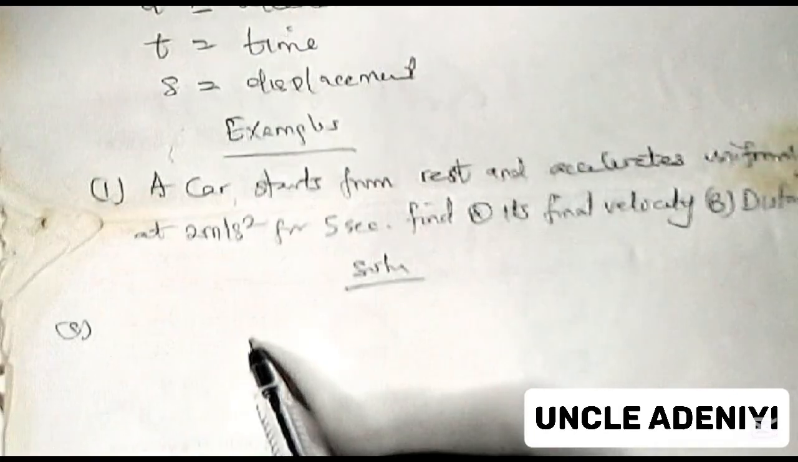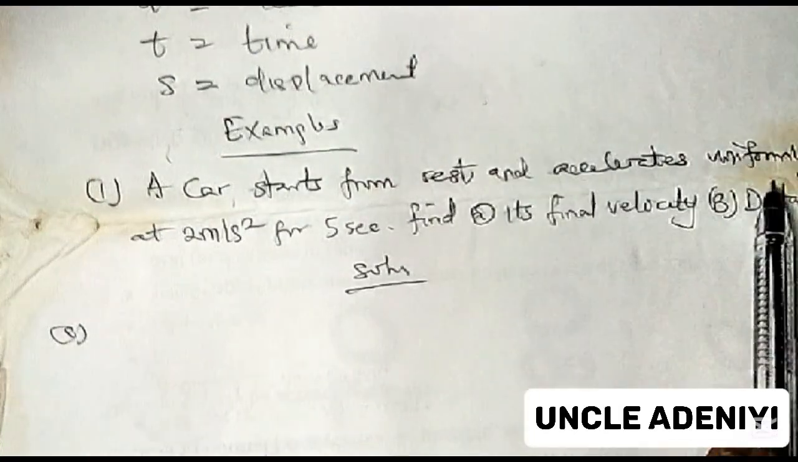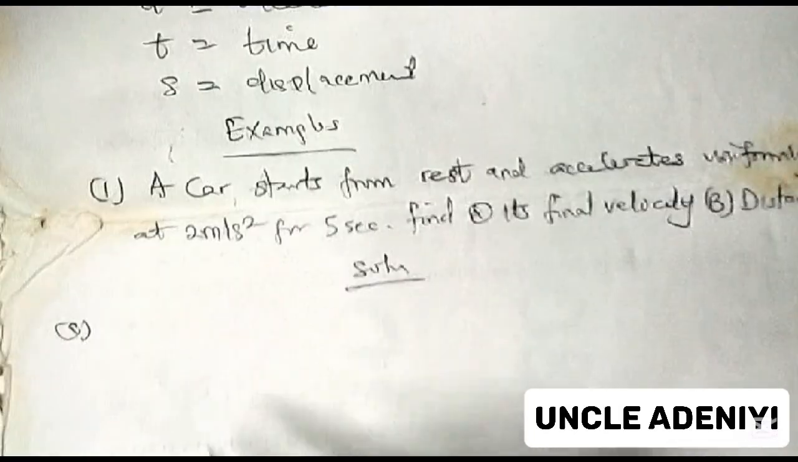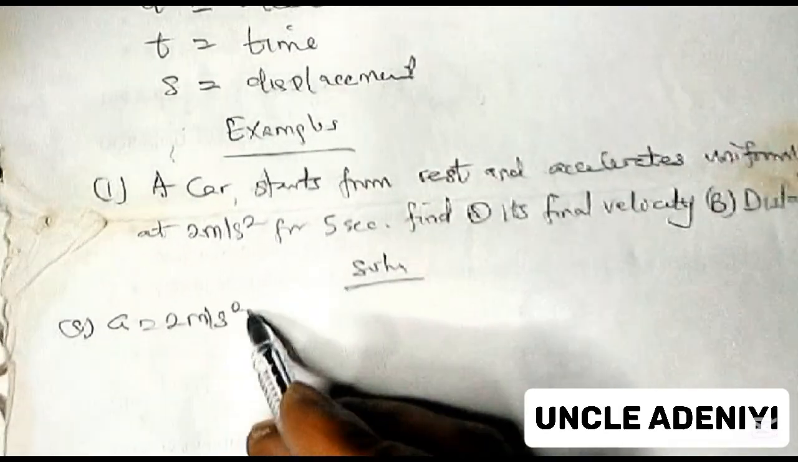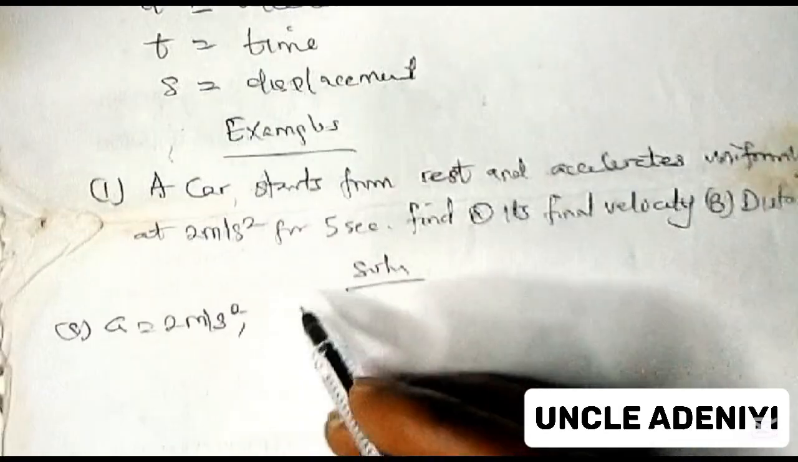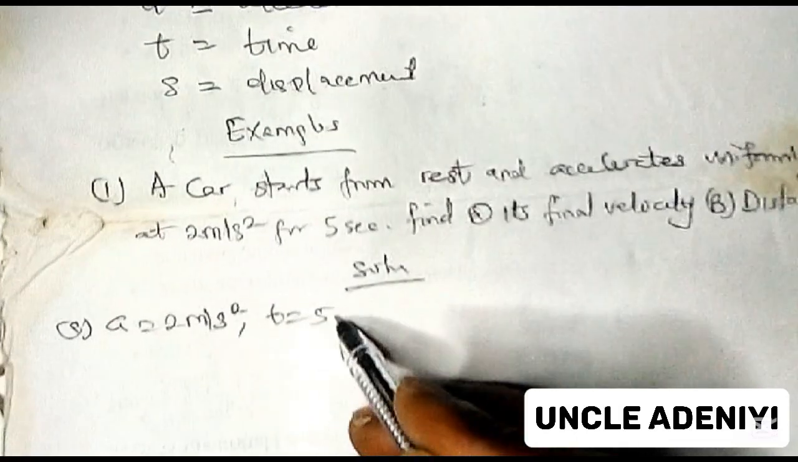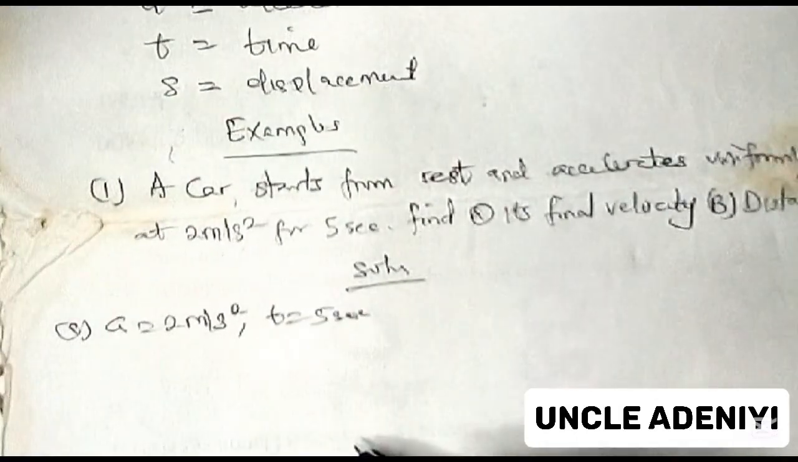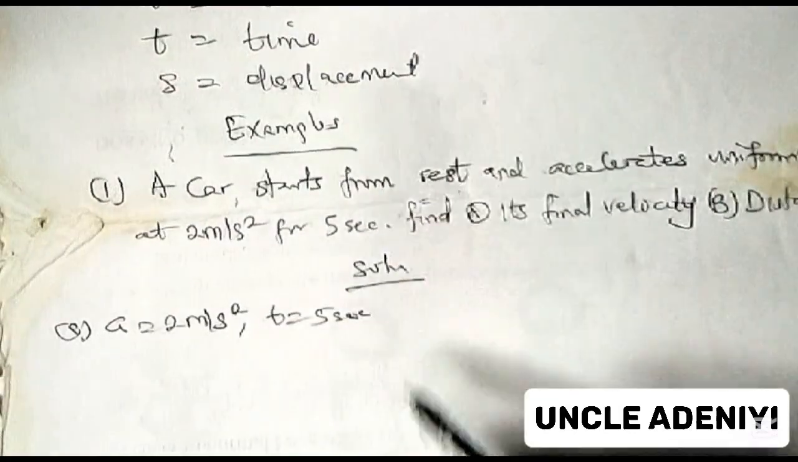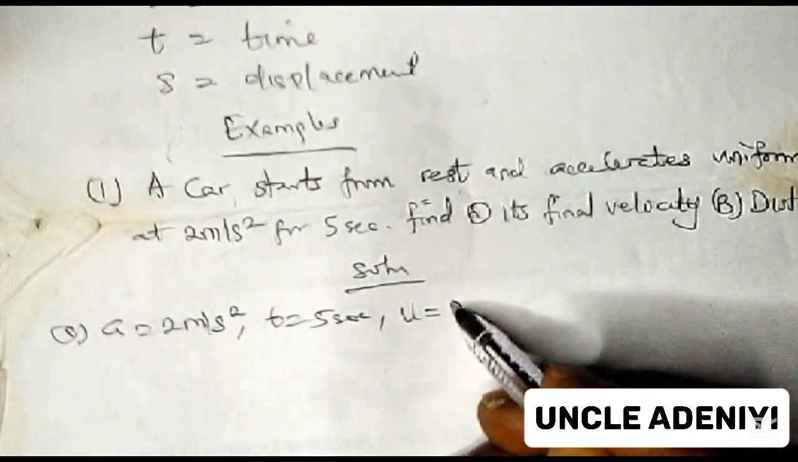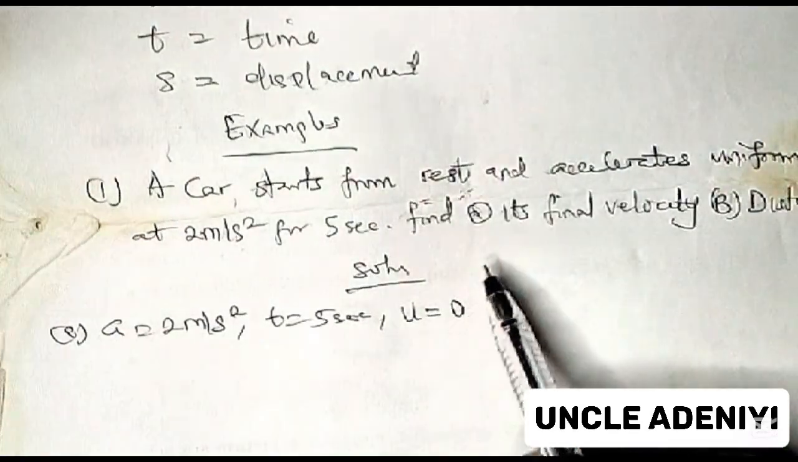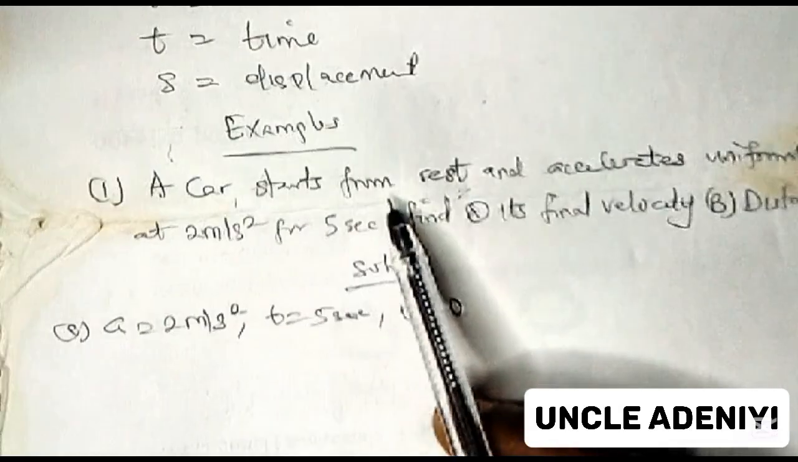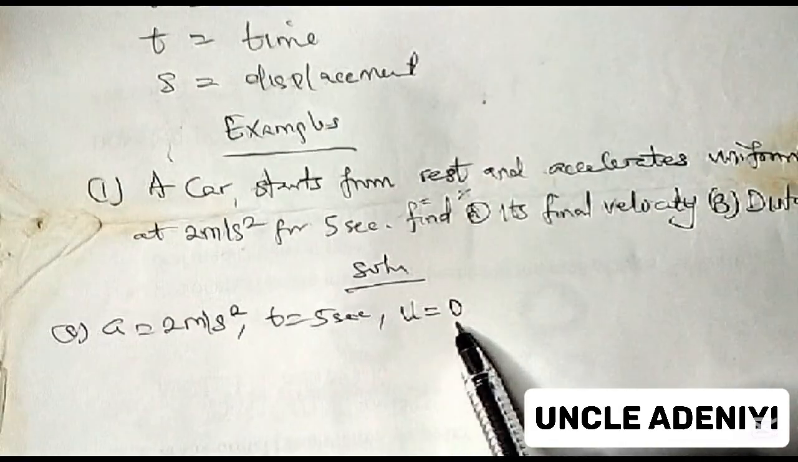Now, what are the parameters we are given? A car accelerates uniformly at 2 meters per second squared. That is acceleration, A equals 2 meters per second squared. Then for 5 seconds, time equals 5 seconds. They say it starts from rest, that means your initial velocity will be 0. When they say something starts from rest, the initial velocity of that object is 0. Take note of that.